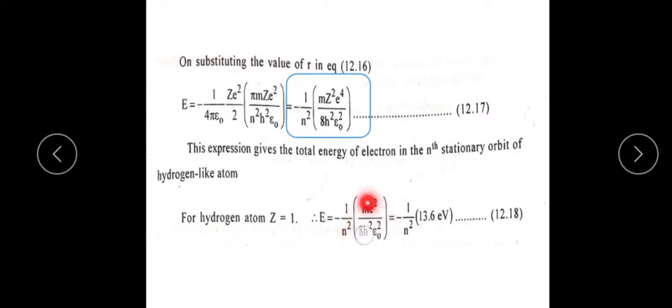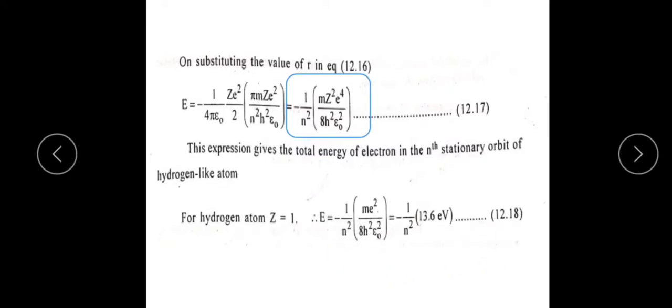The remaining terms are constants, where m is the mass of the electron, 9.1 into 10 raised to minus 31 kg, and e is the charge of the electron, 1.6 into 10 raised to minus 19 coulomb. h is the Planck's constant, its value is 6.626 into 10 raised to minus 34 joule second. Epsilon naught value is 8.854 into 10 raised to minus 12. These are the values of the constants. After substitution of these values, we get the energy value as minus 1 by n square into 13.6 electron volt.